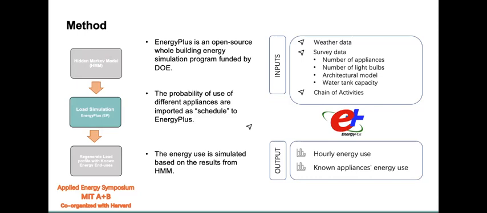The probability of use of different appliances are imported as a schedule to EnergyPlus. The schedules in EnergyPlus are the rules defining the amount of use of appliances in different hours of day or even week and year. So the energy use is simulated based on the results we get from the hidden Markov model. And the outputs are the hourly energy use of the household with known subcategories of end users.